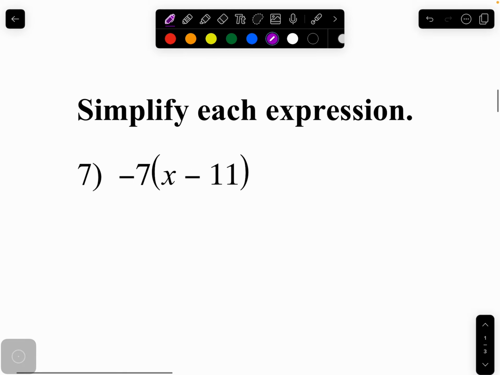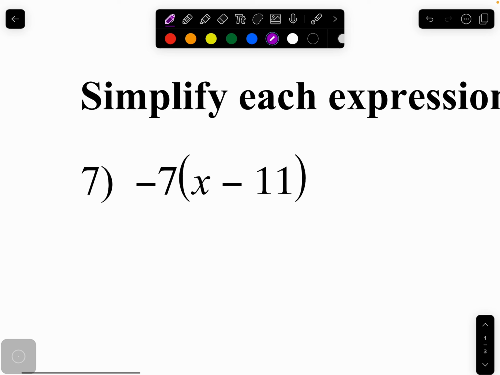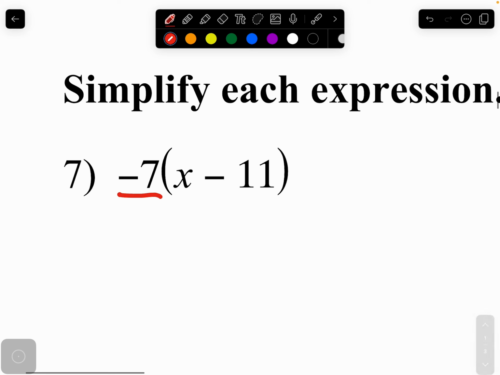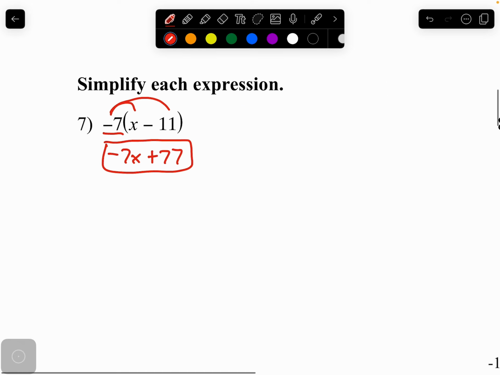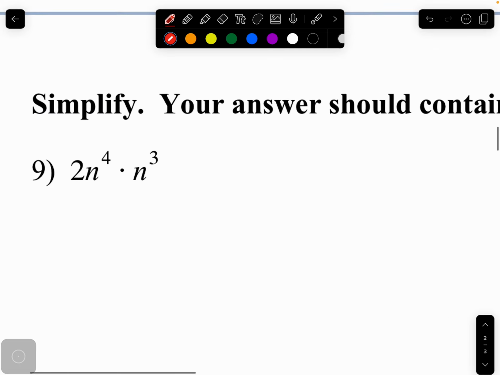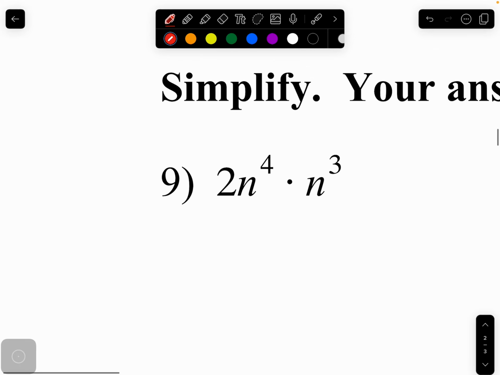You scroll down. Next, I just want to review distributing. Okay, you have this -7. You're going to multiply it to everything inside the parentheses. So -7 times x is -7x, and then -7 times -11 is +77, and then you're done. There is no equal sign. You're just simplifying, getting rid of the parentheses. You should remember that from either Foundations or Math 1. So that's distributing.